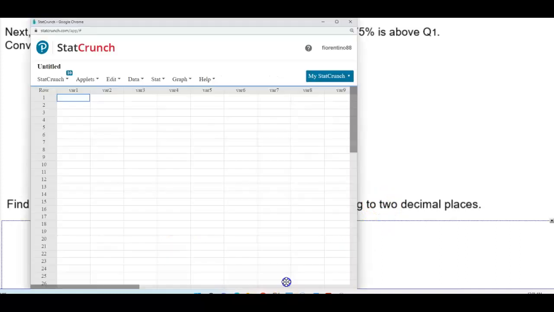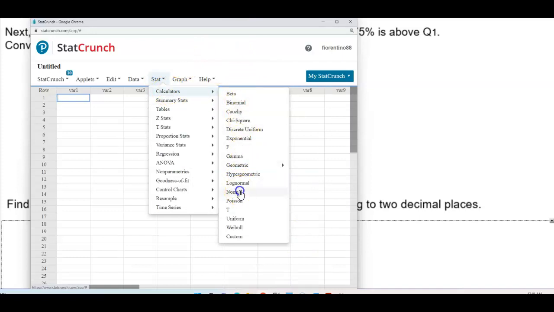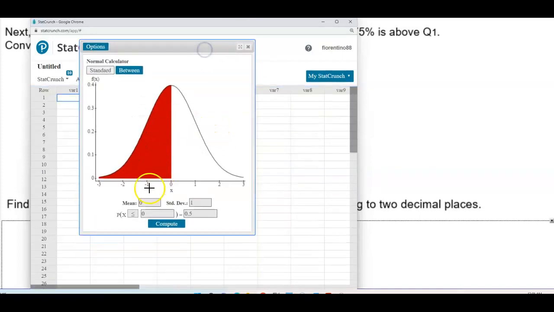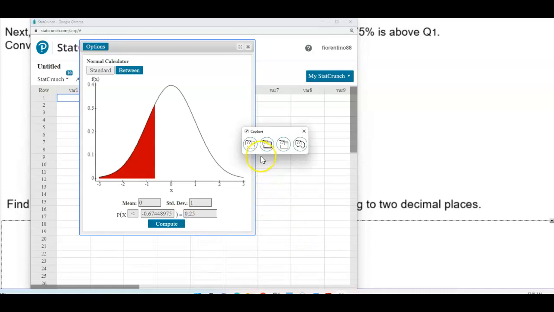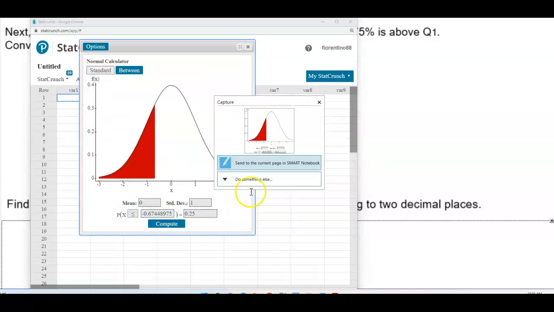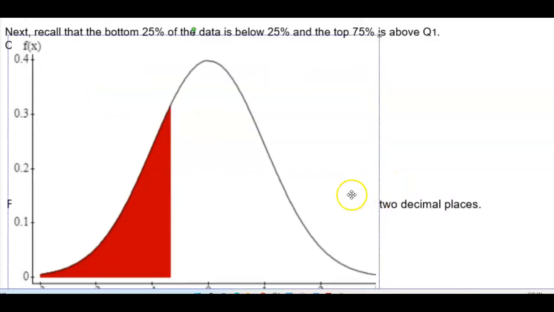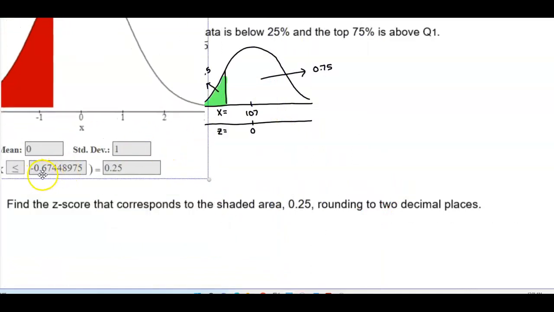So we want to find the z-score that corresponds to the shaded area of 0.25, rounding it to 2 decimal places. So we're going to open up StatCrunch. We're going to go to Stat, Calculators, and then scroll to Normal. And here we want to make sure it's less than, because we want the area that's shaded to the left, which we found to be 0.25. Selecting Compute is going to give us our z-score. If you can see here, rounded to 2 decimal places, we get negative 0.67. So this becomes negative 0.67.